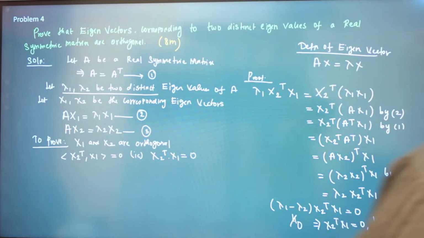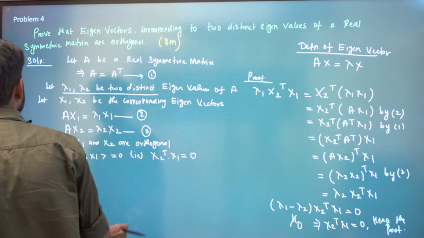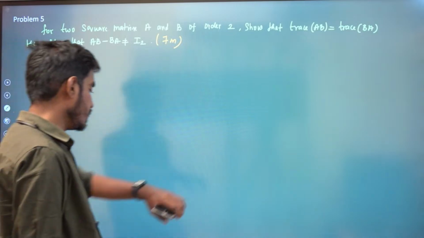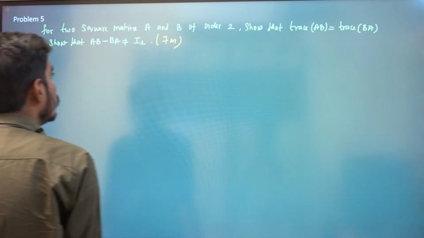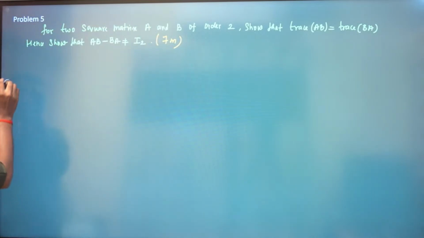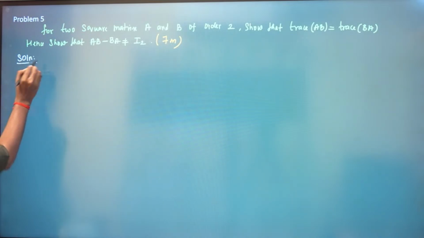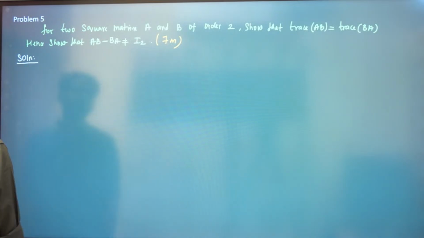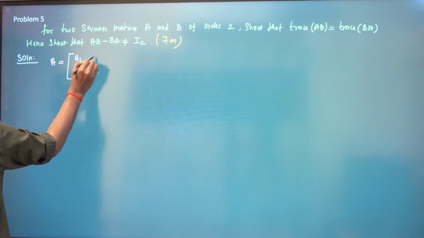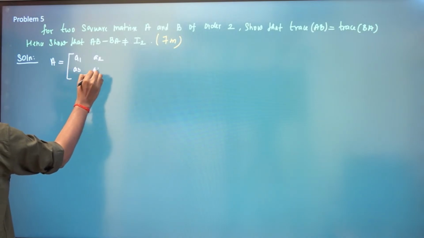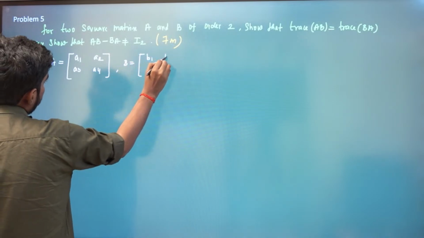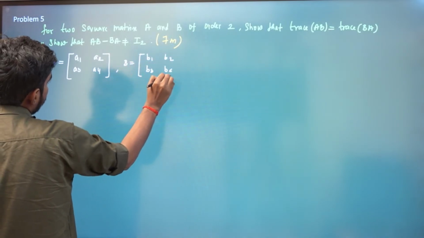Okay, so we'll move on to the fifth problem. For two square matrices A and B of order 2, show that trace of AB is equal to trace of BA. Show that AB minus BA is not equal to the identity matrix of order 2. So let us take A to be A1, A2, A3, A4, and let us take B to be B1, B2, B3, B4.